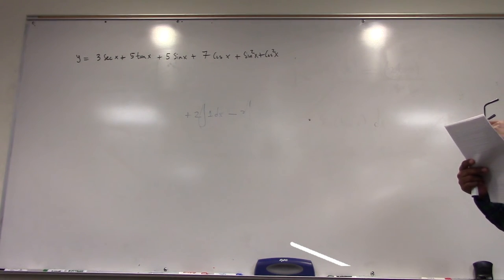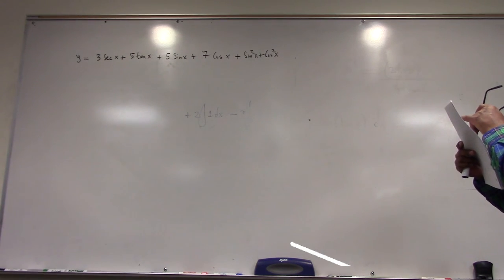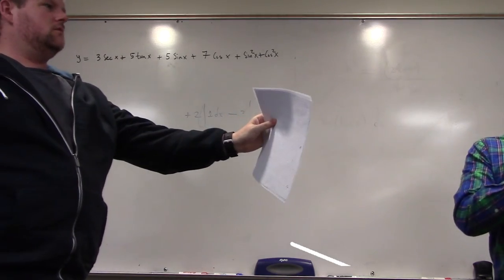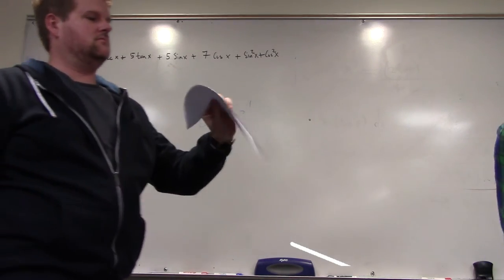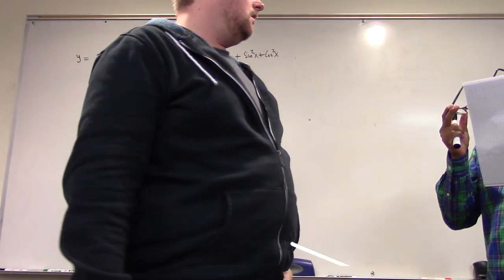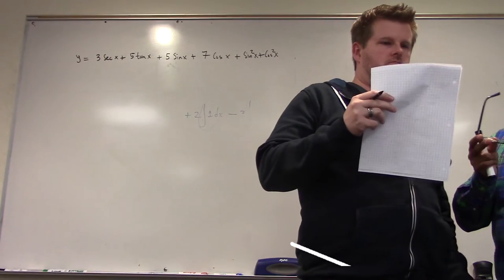Oh, secant and tangent, yeah. 5 cosine, 7. Almost! You only have a tiny little mistake at the end. What is wrong? Is that secant? Yeah, the derivative of secant is not tangent.